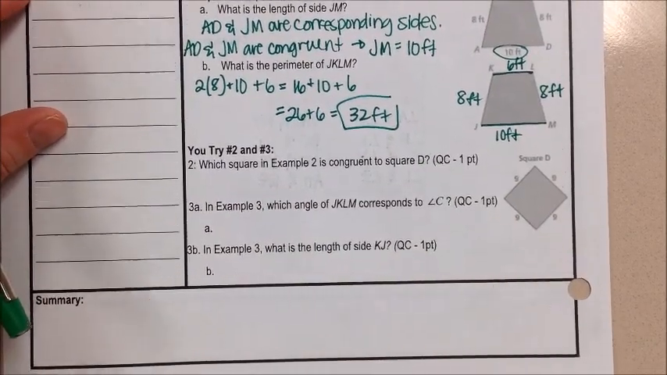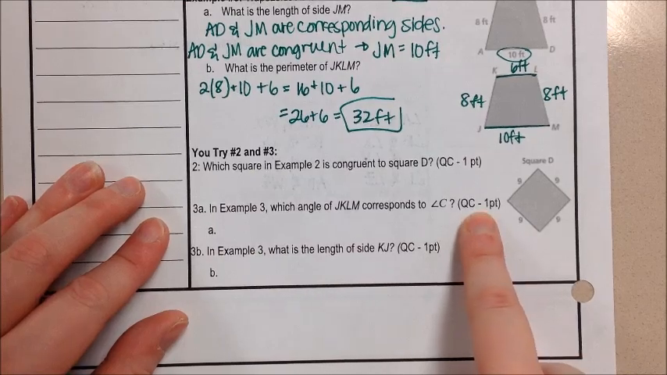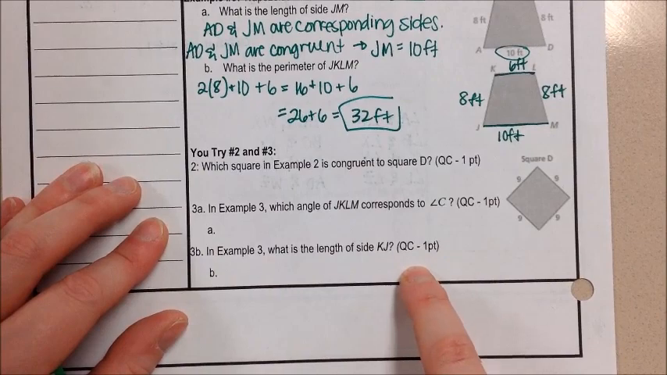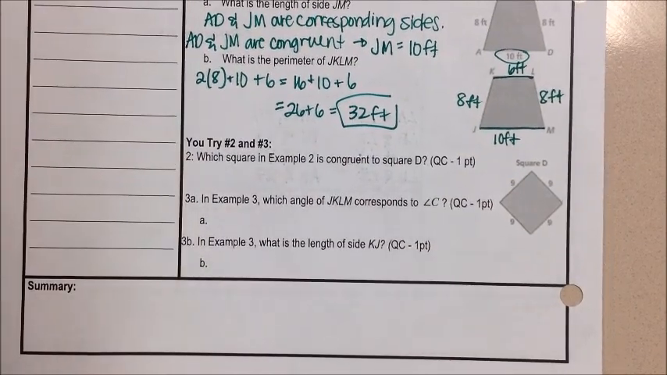Now you're going to do the U-try. Number 2 is worth a point on your quick check. Number 3A is worth a point on your quick check, and 3B is worth a point on your quick check. Go ahead and try those and then you are all done.